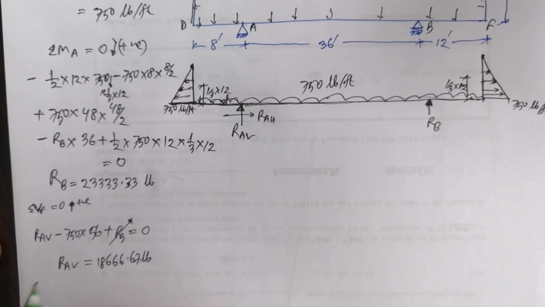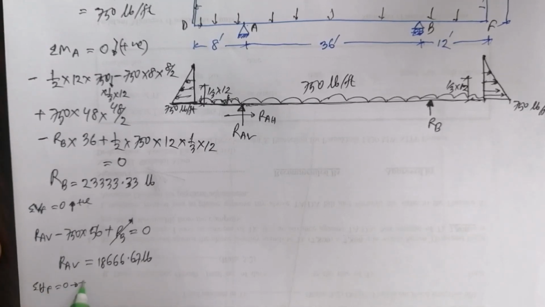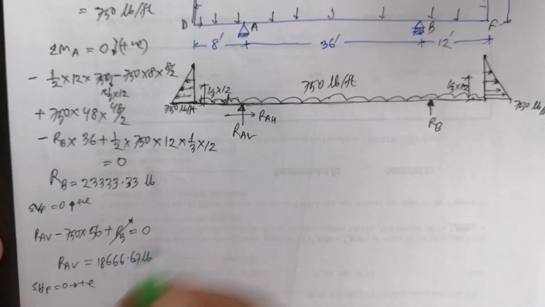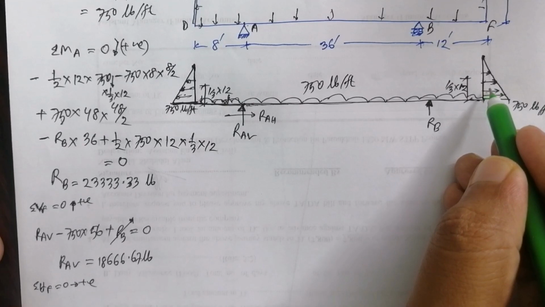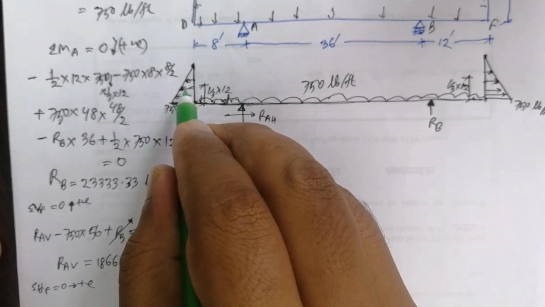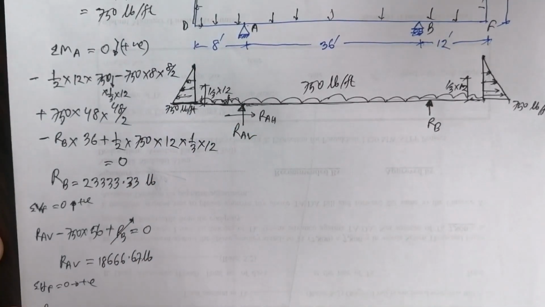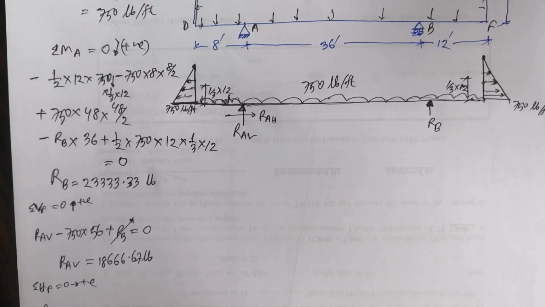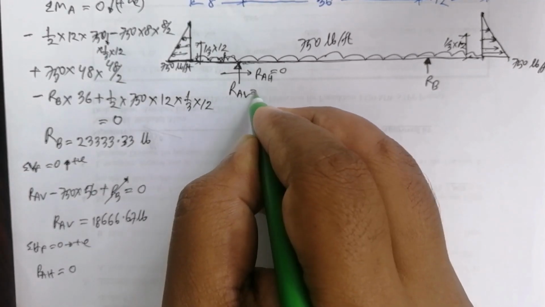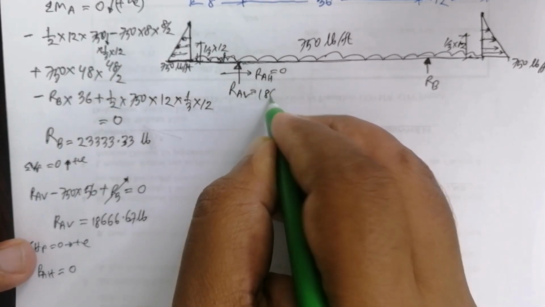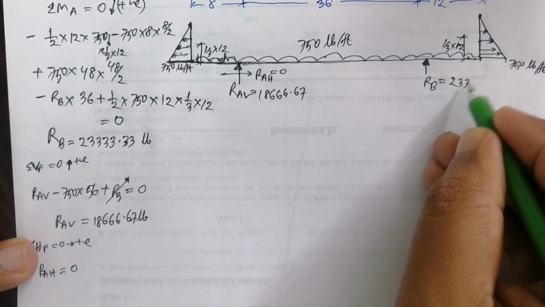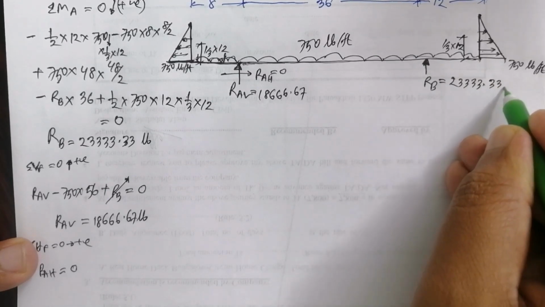So if we calculate the summation of horizontal force equal to 0, the horizontal forces are this and this and this. This is in this direction, this is in this direction, so they are the same and cancel. Now RA horizontal equal to 0. So this is 0, this is 18666.67, and this is 233.33 pounds.